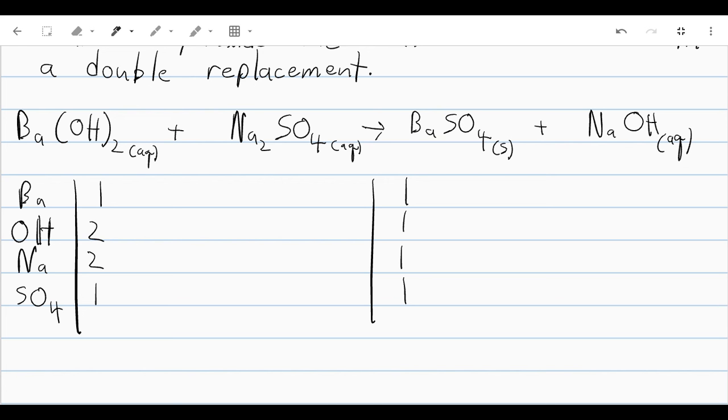Okay. Looks like we need to balance out our sodiums and our hydroxides. Lowest common multiple of 1 and 2 is 2. So we have to multiply by 2 and put in a coefficient of 2 for the sodium hydroxide. That changes the hydroxide. It also changes the sodium. Everything balances out now.